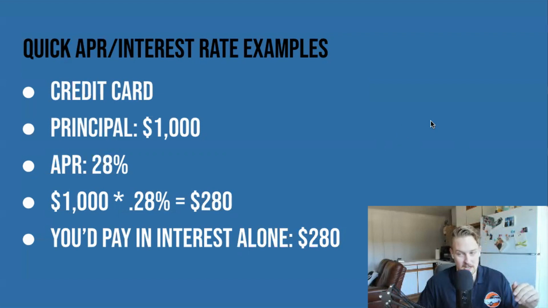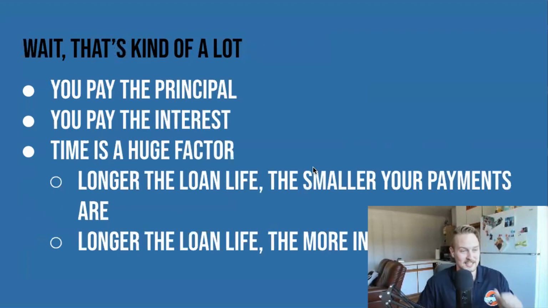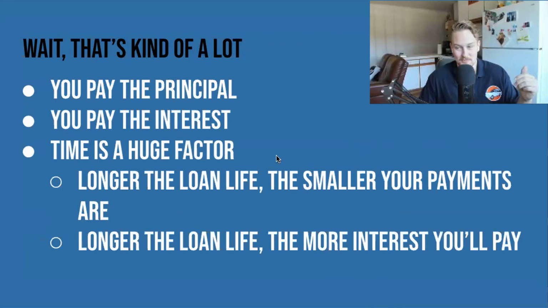This APR is 28%. You end up paying $280 in that first year alone. That's crazy, right? So that's pretty much how interest works. It's $1,000 times your 28% APR, and you're getting $280 in interest. And it starts to add up really, really fast. It's kind of a lot. So not only do you pay back the principal, you pay back the interest.